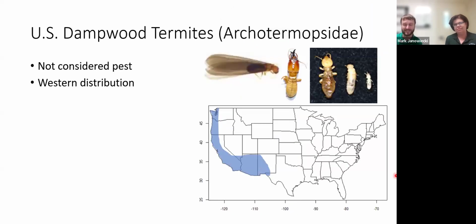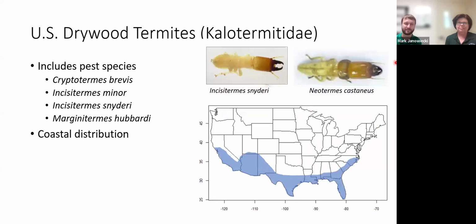We have our dampwood termites. These are primarily in the southwest and west coast. They're not considered a pest, really, and have this western distribution, but some of these get very large. These soldiers are very, very large and can be almost the size of your pinky. Very interesting large termites.